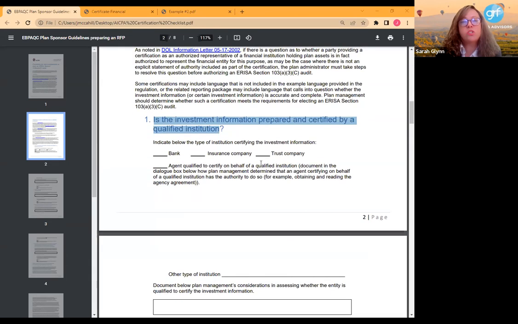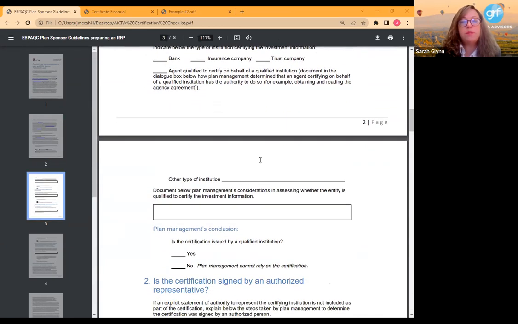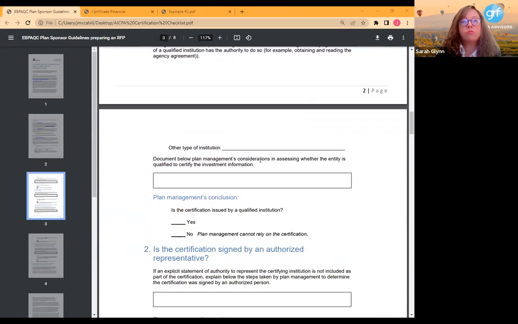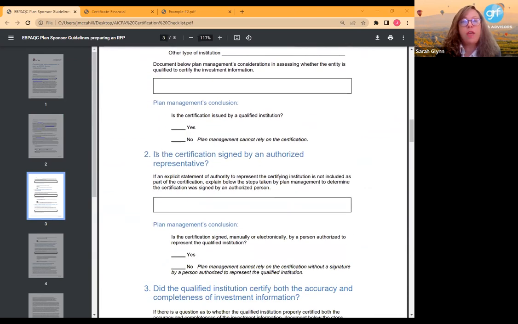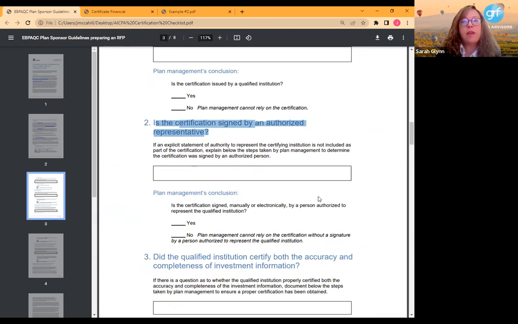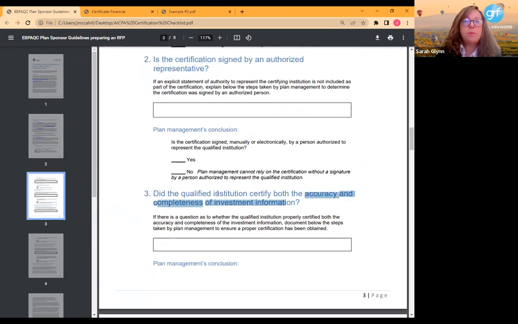What does a certification look like? First of all, it needs to be in writing, and it needs to be signed by someone who is authorized to represent that institution. Additionally, it needs to include the phrase "complete and accurate." The AICPA assessment tool gives us all the background information needed to make the assessment. And then the tool gives 4 questions to really make it easy to make this assessment.